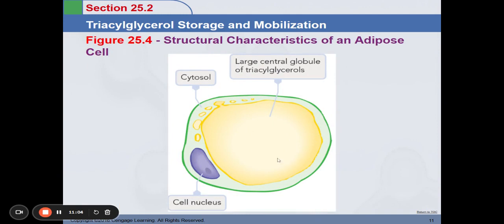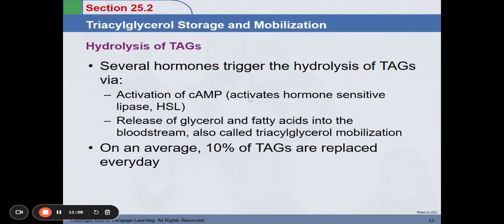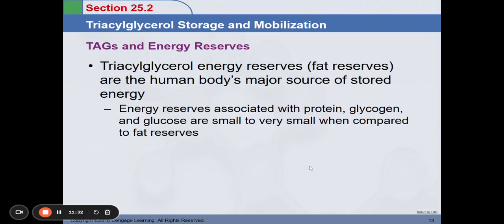The cytoplasm is already replaced with this large central globule of triacylglycerol. So we also have the hydrolysis of TAGs, where several hormones trigger the hydrolysis. These are the cAMP. It activates the hormone-sensitive lipase, or HSL, and it releases glycerol and fatty acids into the bloodstream after triacylglycerol mobilization. On average, 10% of TAG is replaced every day.